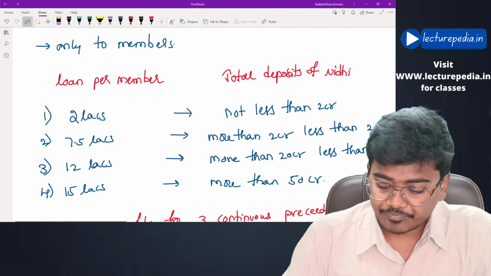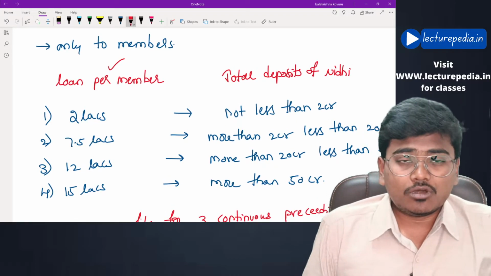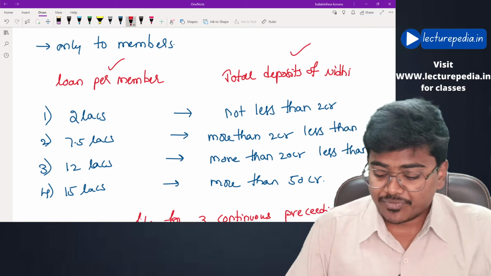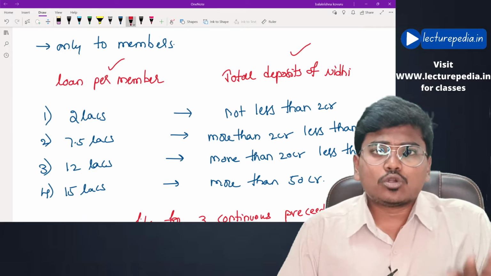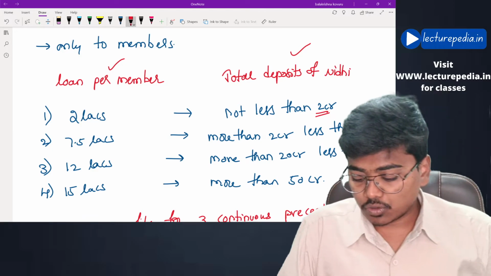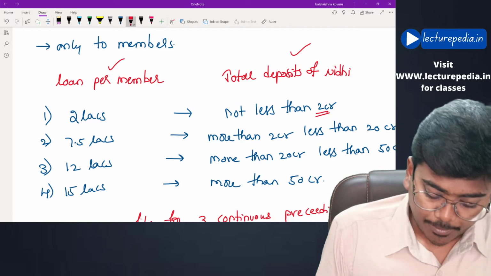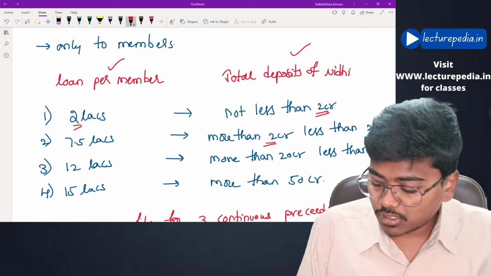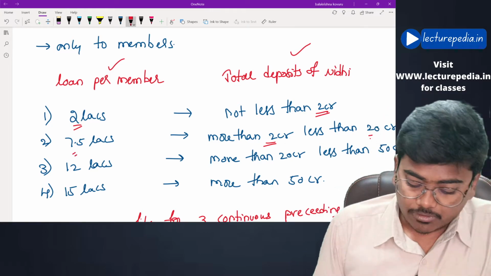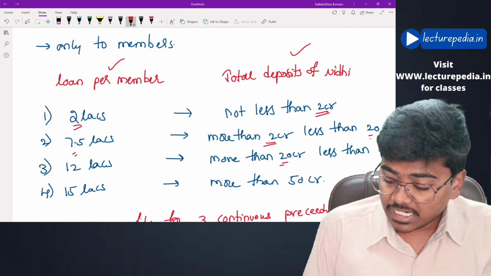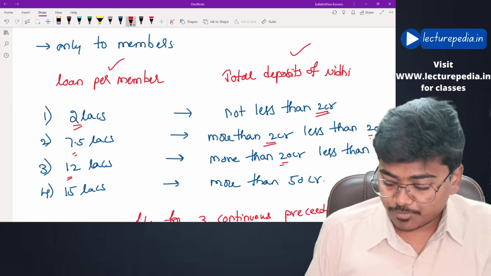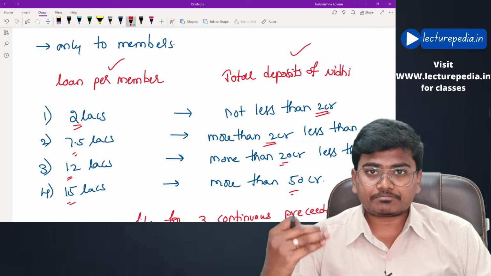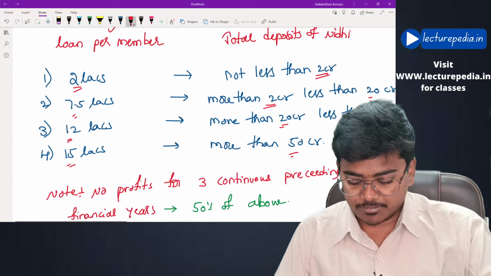Let us see. Here is the maximum amount of loan per member, and here is the total deposits that the Nidhi is having. If Nidhi is having total deposits of not less than 2 crores, in that case maximum loan per member can be 2 lakhs. In case Nidhi is having deposits more than 2 crore, less than 20 crore, then the loan can be 7.5 lakhs. More than 20 crore, less than 50 crore, loan can be 12 lakhs. More than 50 crore, loan can be 15 lakhs. These are the limits relating to maximum loan for each person, for each member.